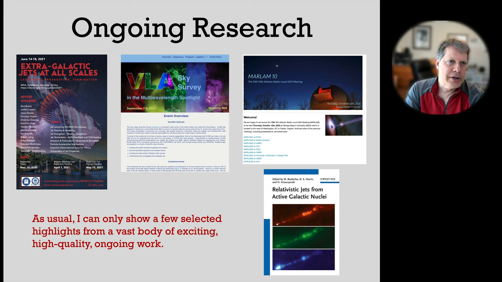Here's one, Extragalactic Jets at All Scales, talking about the launching, propagation, and termination of these jets, held in Germany. Here was a meeting on the VLA Sky Survey, which is a radio survey detecting large numbers of these relativistic jets, held in 2022. There was much discussion of jets at this meeting, which I attended.